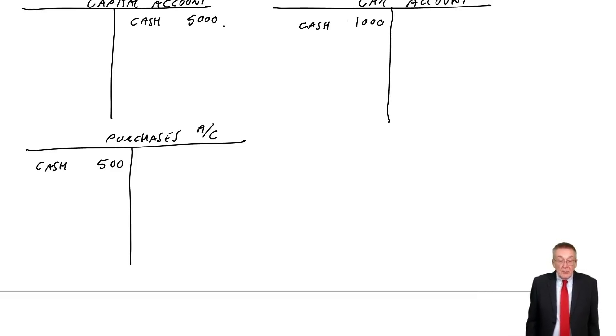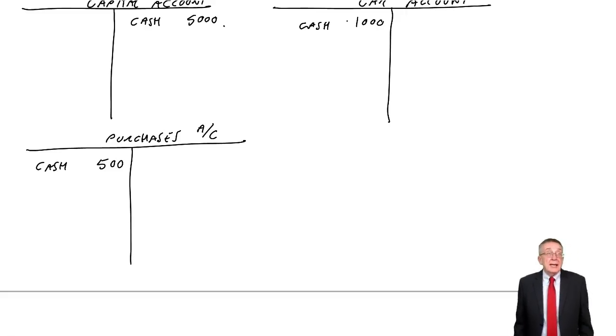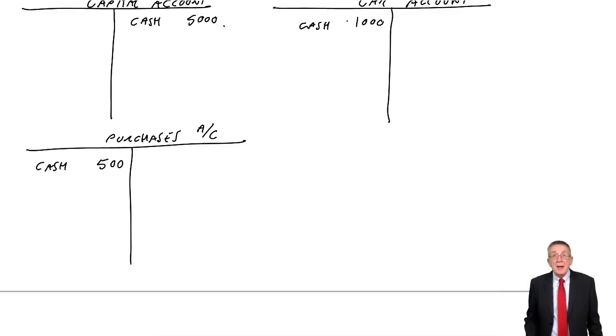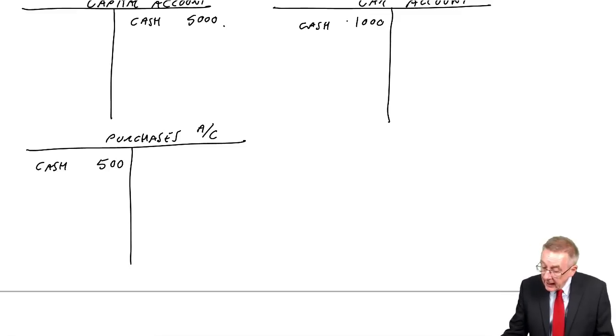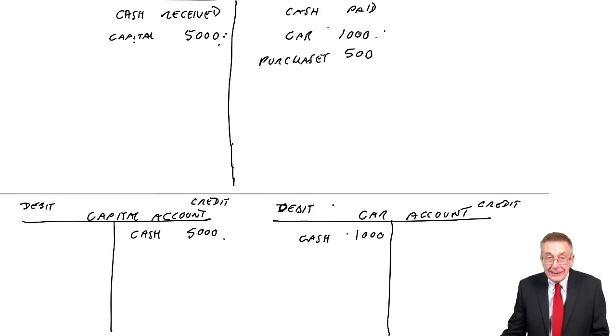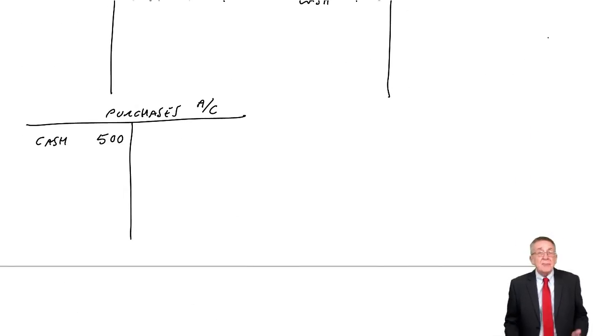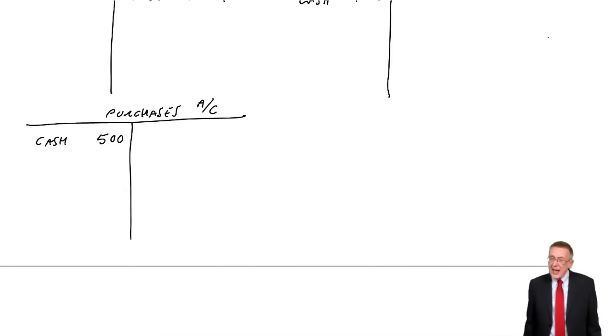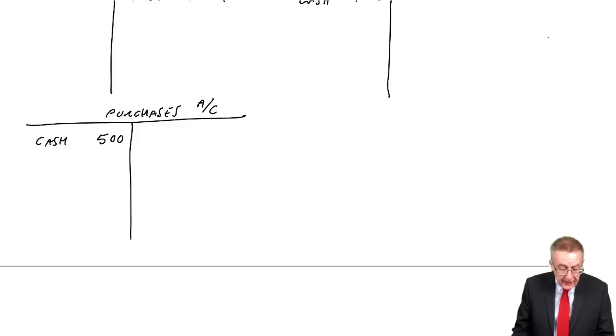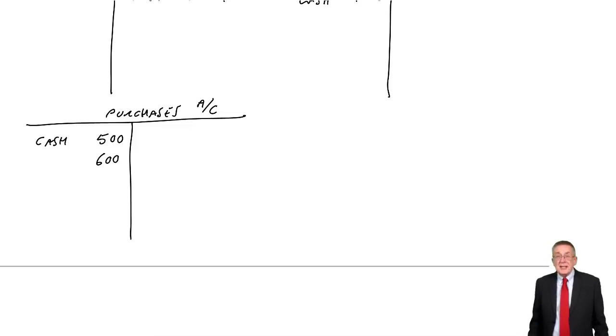Next one. We buy more goods for resale for 600 on credit. Now, as we had earlier, buying on credit, we haven't yet paid any cash. We owe the money, we'll pay it later. So we can't credit cash. Had we bought it for cash, credit cash, debit purchases. Well, we have bought goods, so I think it makes sense to put it on the same side of purchases. We bought for 500, we bought for another 600. We'll debit purchases.